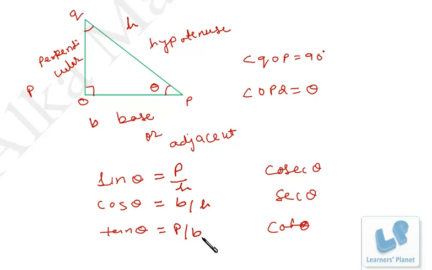So sine theta perpendicular by hypotenuse, cos theta base by hypotenuse, or we can say adjacent by hypotenuse, and tan theta is perpendicular by base. Similarly, cosec theta is the ratio of hypotenuse to perpendicular. That means we can say it's reverse of sine theta, right? So sine theta is P by H, it will be H by P. Similarly, sec theta is reverse of cos theta, so it's H by B, and cot theta is reciprocal of tan theta, so it's B by P, right? So we are having these 6 trigonometric ratio with us, which gives us the relationship with this angle with various sides, right?